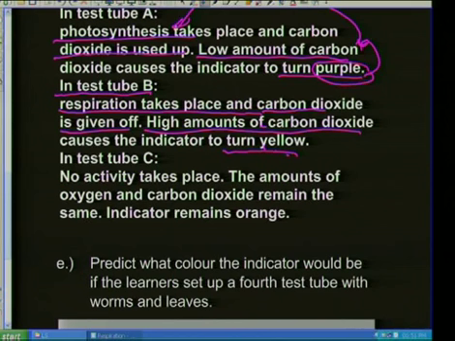Now the last test tube, C, the control that we spoke about. It remains orange. Why? Because it remained normal. Carbon dioxide is normal. And why? Because there was nothing happening in this test tube. There was no plant, there was no animal. So nothing changed, it remained the same, and therefore the color change given to you.